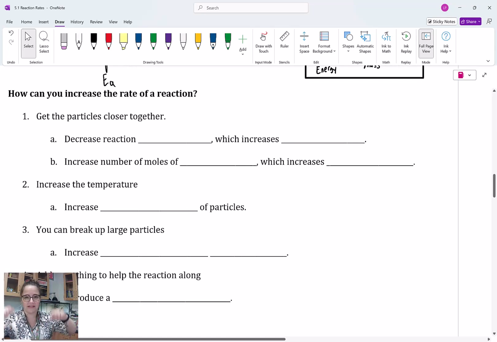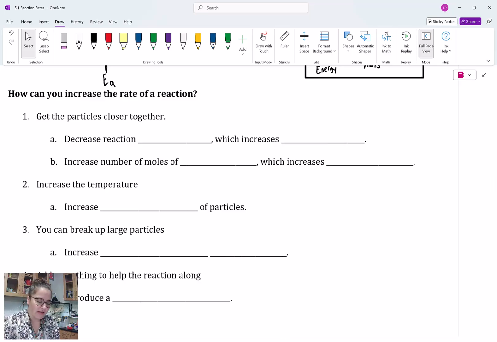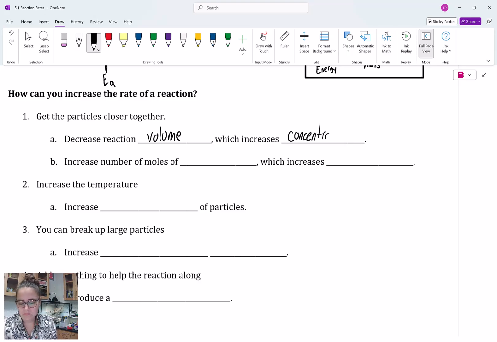The first way is to get those particles closer together. You can do this by decreasing the reaction volume, which increases the concentration. Again, concentration, I'm typically talking about molarity, which is the moles per liter, or the number of moles divided by the volume, if you want to think about it that way. So, if you have a bigger volume, you're going to be less concentrated. If you have a smaller volume, then you're going to be more concentrated.